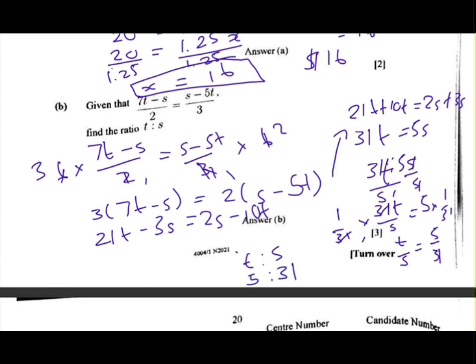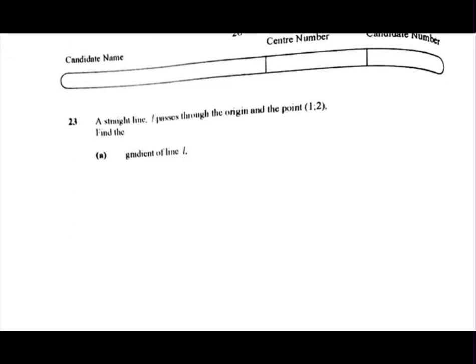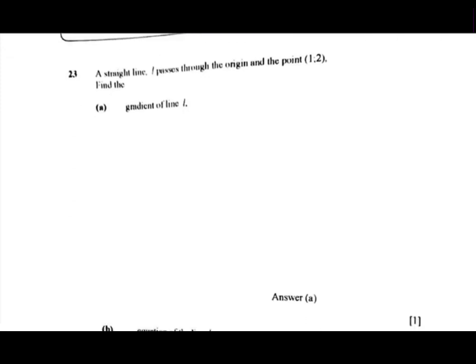All right, let's move on to the next question. Our paper is almost over. Question 23. A straight line L passes through the origin and the point (1, 2). Find the gradient of line L. So the origin is (0, 0).